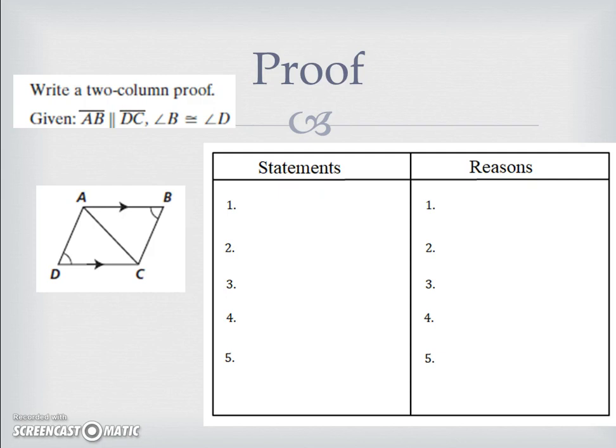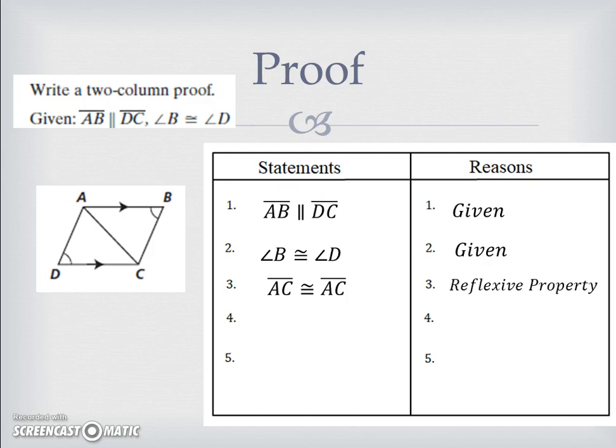Finally, I want to end with a proof. Here we see parallel lines. AB is parallel to DC. That was given. We were given that angle B is congruent to angle D. Again, given. And because we see parallel, we should be able to figure out alternate interior angles here. We also have a reflexive side, which is AC. So we're going to start with AC is congruent to itself by reflexive. And then our alternate interior angles are angle DCA and BAC. And that was due to alternate interior.